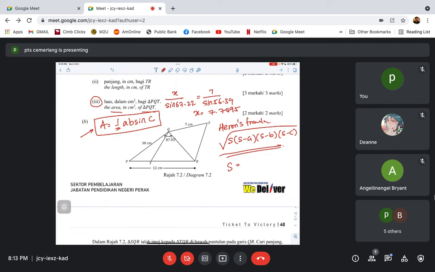So I'm not sure about your school teacher, but I don't really focus on Heron's Formula. Okay, so it's up to you. If you feel Heron's Formula is easier, you can use that one.